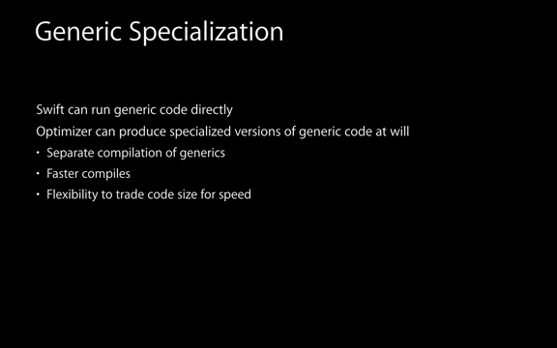So in Swift, generic specialization is an optimization. It's something that we can do, but we also maintain the ability to run generic code as generic code.